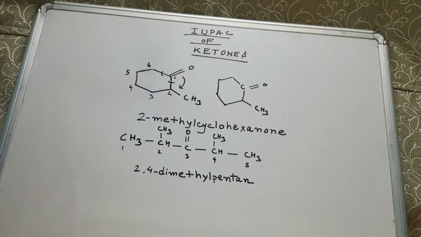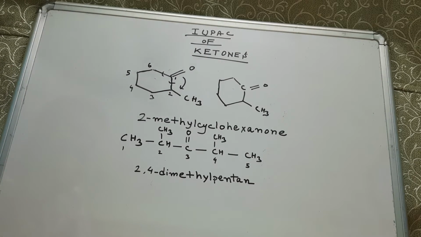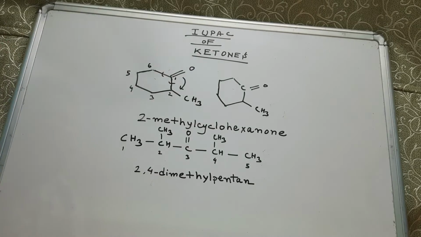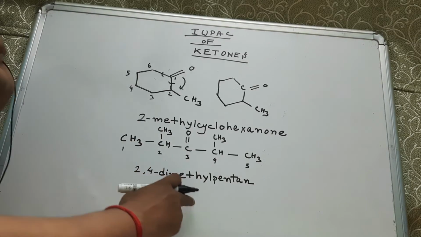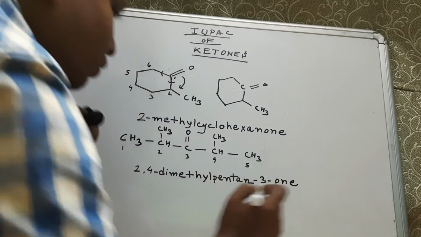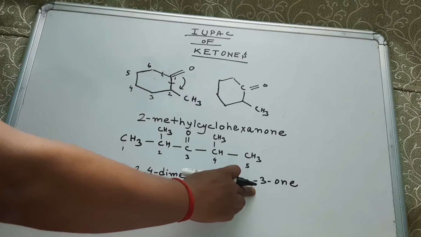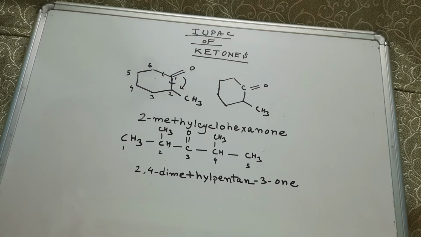2,4-dimethyl, the total number of carbon is 5, pentan. Here we will discuss: up to 4 carbon atoms you should not write the number of the keto position, but for more than 4 carbon atoms you should mention the number of the keto position. So here the position of the keto carbon atom is 3, so 2,4-dimethylpentan-3-one. It should be pentan-3-one, not pentane; omit the E. So it will be 2,4-dimethylpentan-3-one.